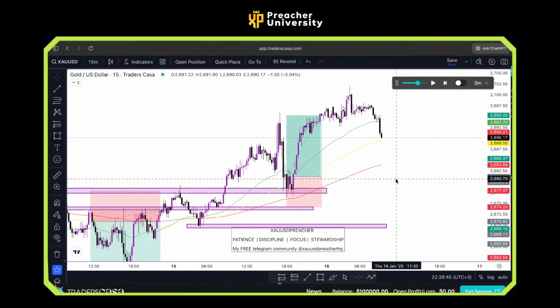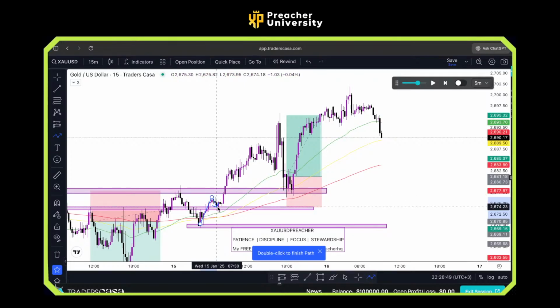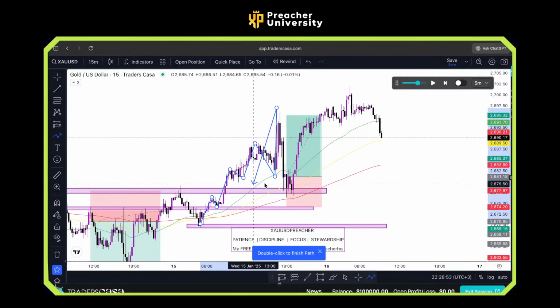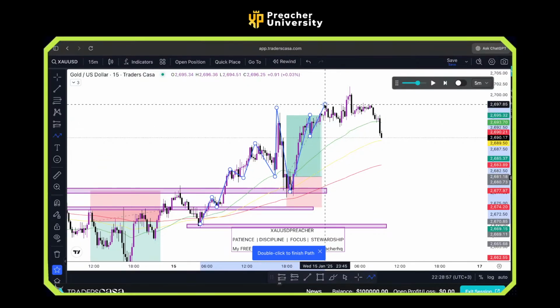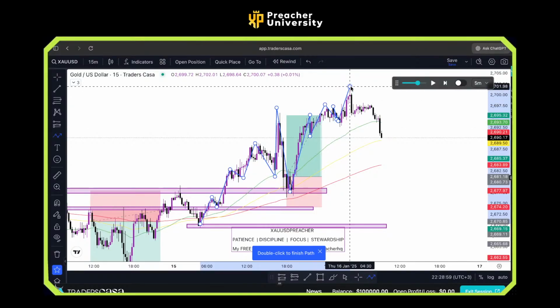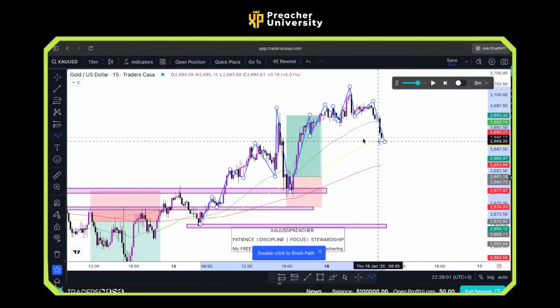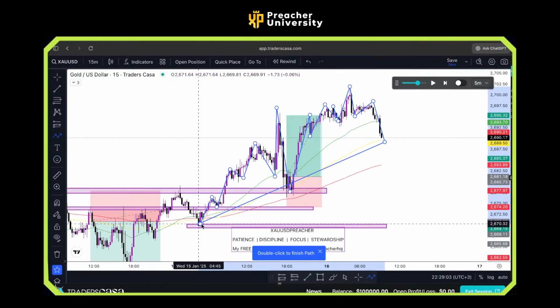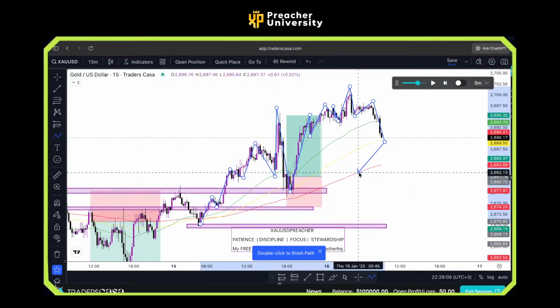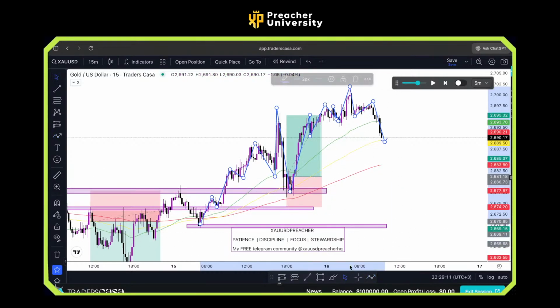Market structure wise, what do we see? Very important. Market moved up, created that, did not come back to break this one, came, broke this one, moved up, a bit of stalling around that area, and we are here. We have not yet broken this major point. So that indicates that the market is bullish.